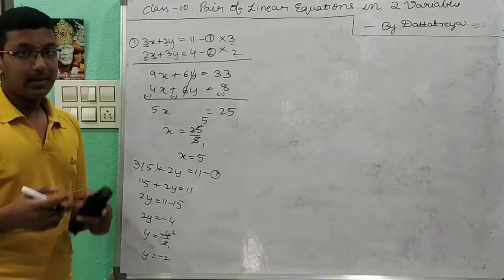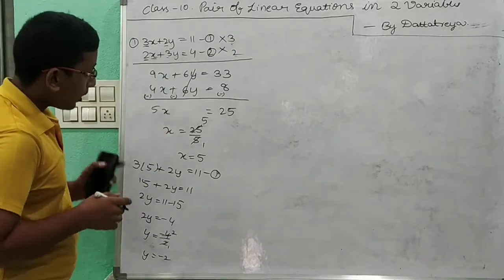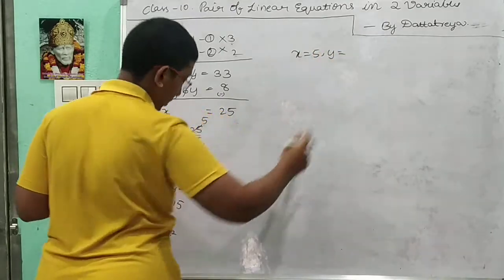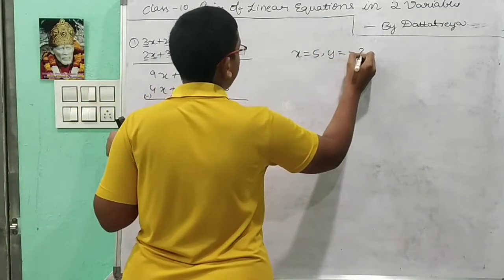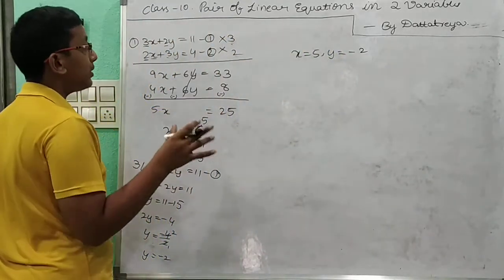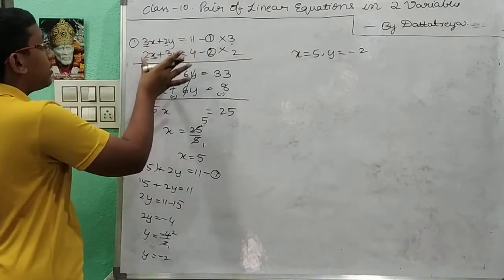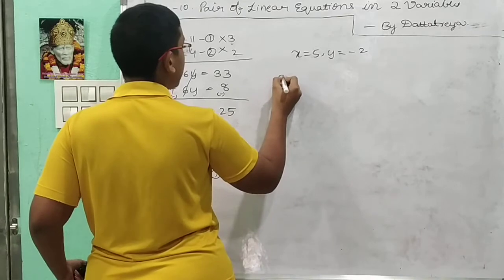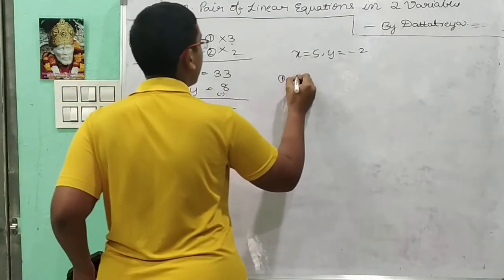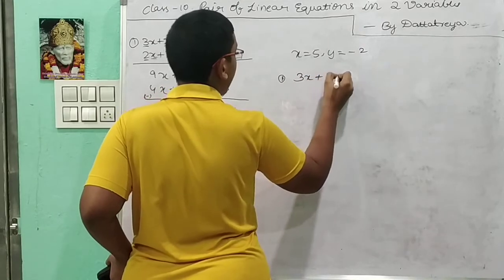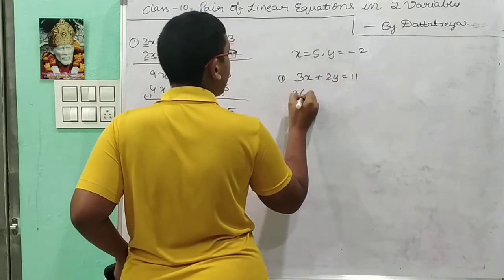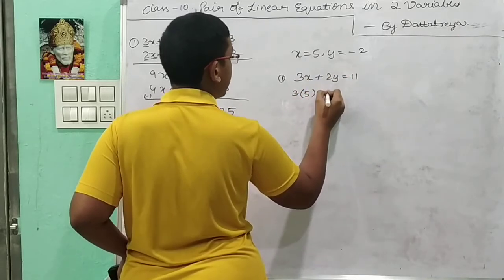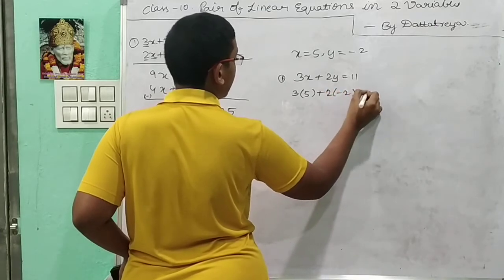Now, if you want to check whether this is right or wrong, let's try. Now you got x equal to 5 and y equal to minus 2. Now please substitute these two values of the solutions in these two equations, or any one equation is enough for checking. Now I am going to substitute in the first equation, 3x plus 2y equal to 11. So 3x plus 2y equal to 11. Now 3 into 5 is 15 plus 2 into minus 2 equal to 11.